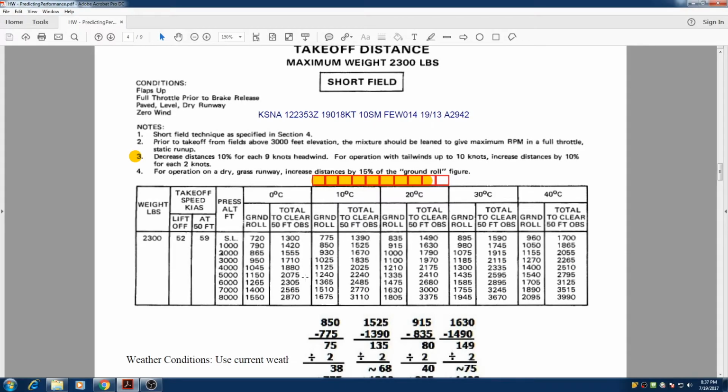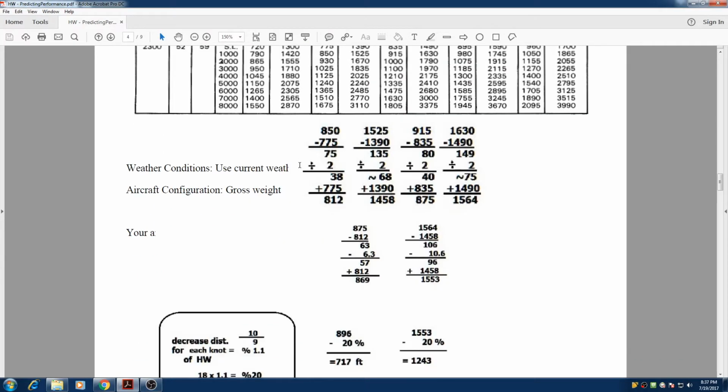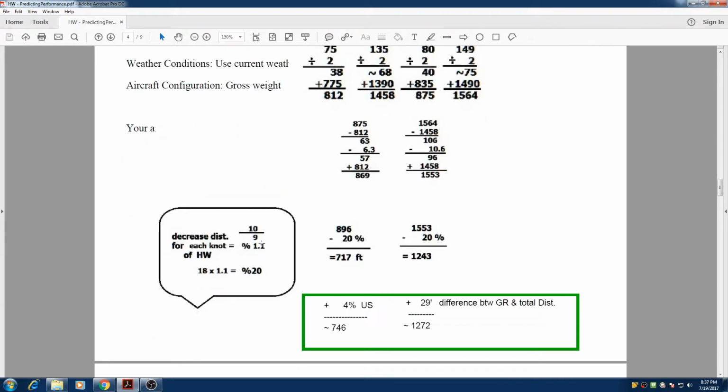Very good. And now we have to pay attention to note 3, which says decrease distances 10% for each 9 knots of headwind. So we're going to rephrase that sentence in other words to make it easier to understand. If for each 9 knots of headwind we need to decrease 10%, it means that each 1 knot of headwind is going to be 1.1%. So if we have 18 knots of headwind, we multiply that by 1.1 and we get 20% decrease.